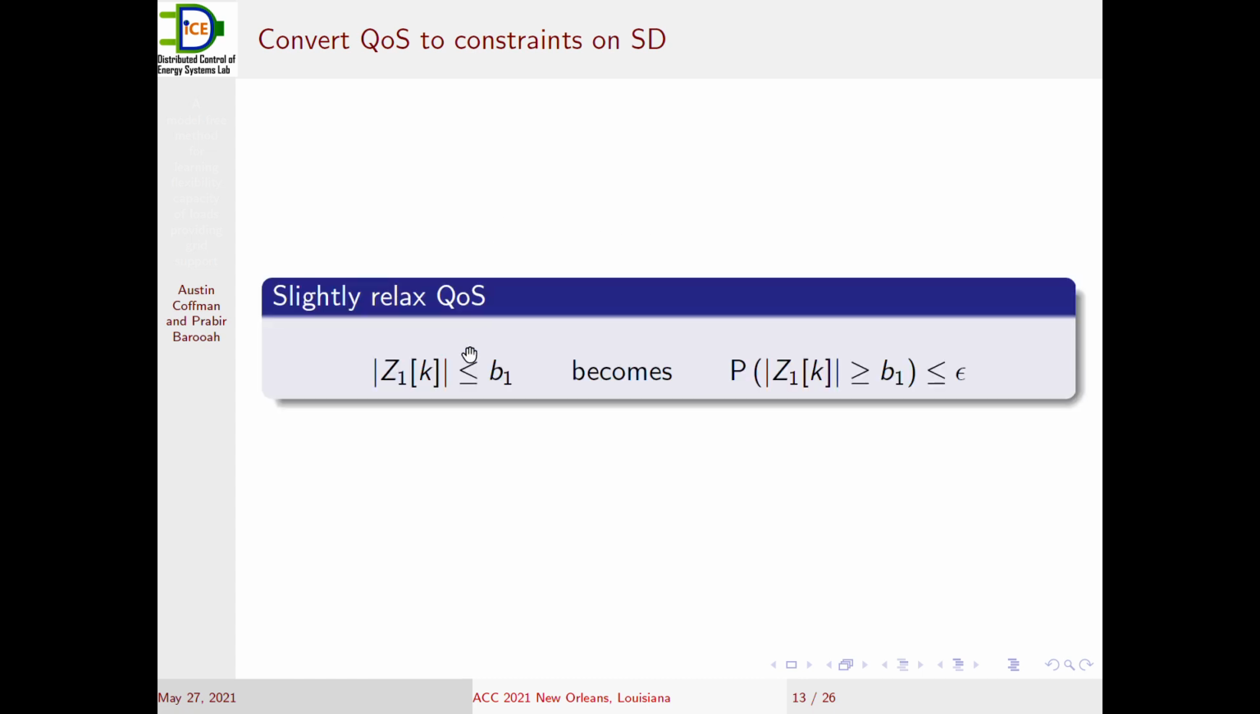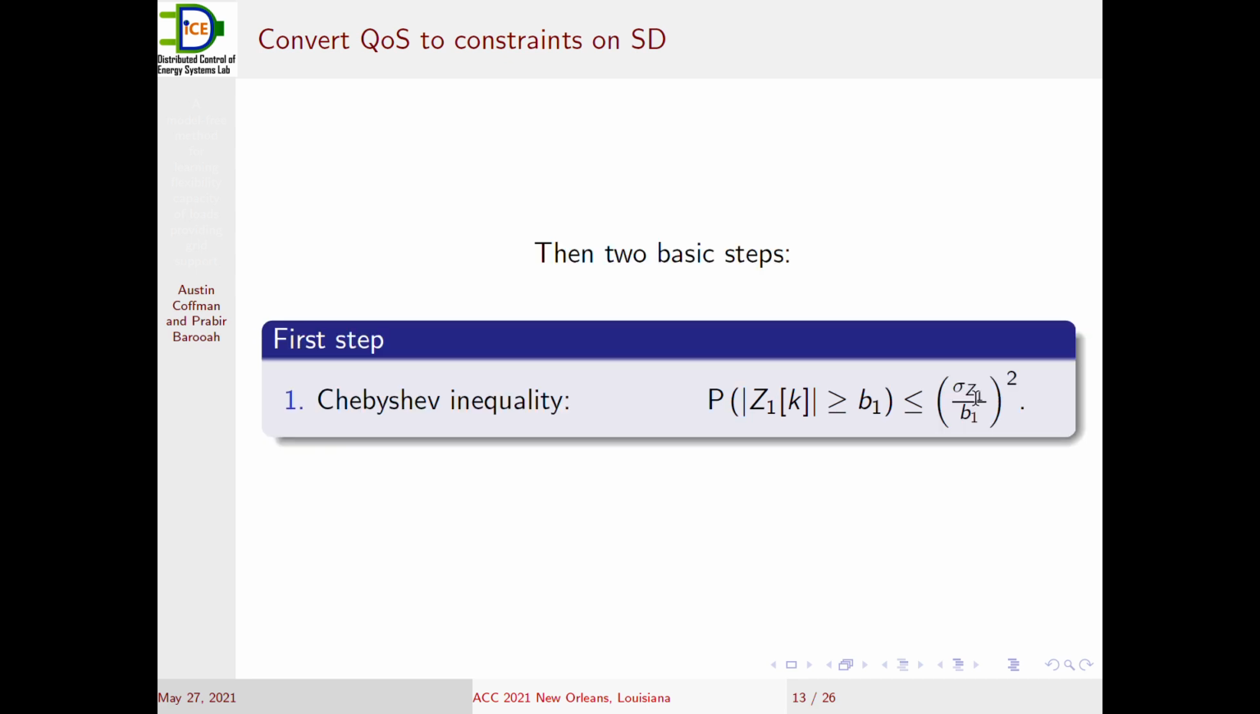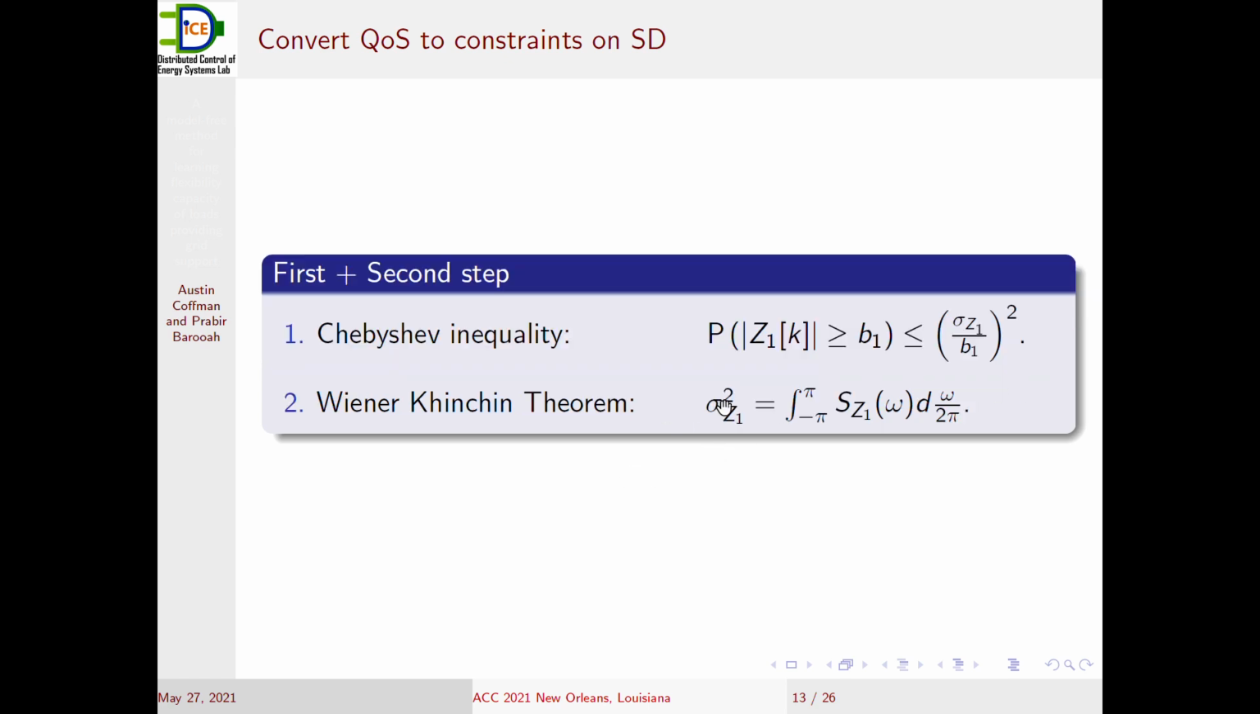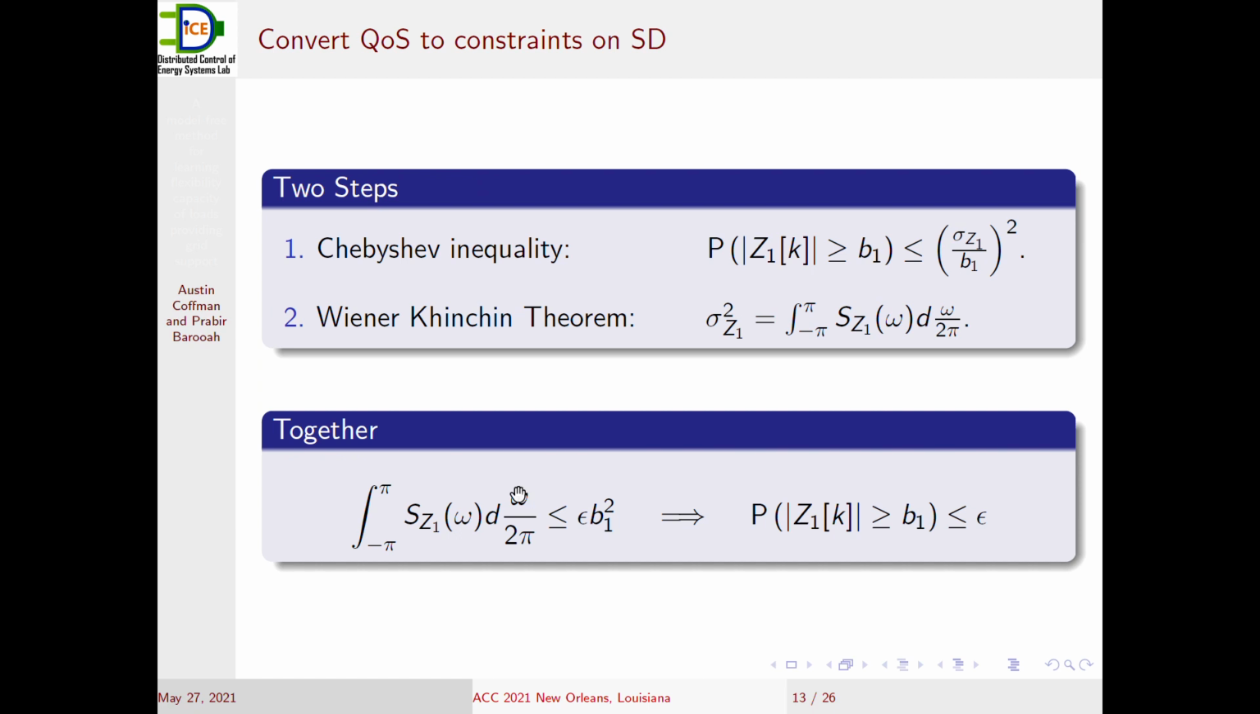The first step is you slightly relax this constraint. And so you take this and then you say probabilistically the probability of violating is small. So epsilon is a small number. Then you apply the Chebyshev inequality to get this bounded as a function of the variance. And from there, you can just simply apply the Wiener-Khinchin theorem because the mean of this random variable is 0. So we know that the variance is just the integral of the spectral density.